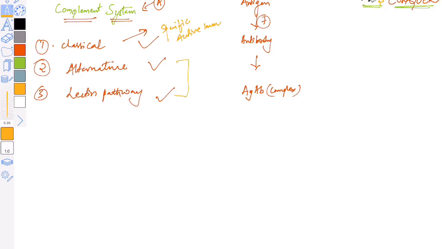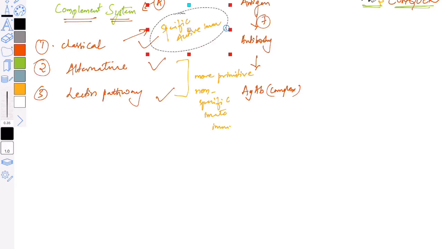whereas your alternative and lectin mediated are more primitive ones, meaning older ones. No modifications were done, and most of these are dealing with non-specific innate immunity. So your classic is mainly concerned with specific active immunity, whereas your lectin and alternative are mainly concerned with non-specific innate immunity. So this is the first basics that you have to learn about the classic, alternative, and the lectin.